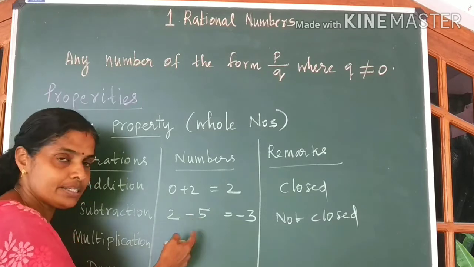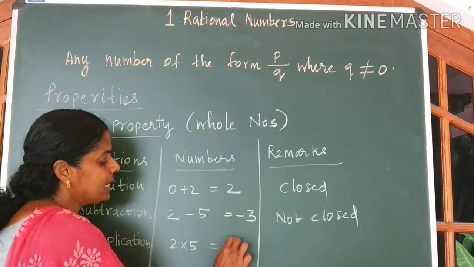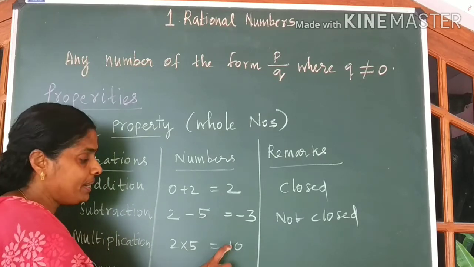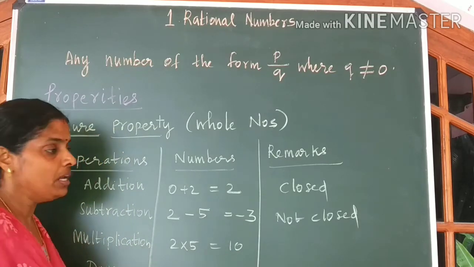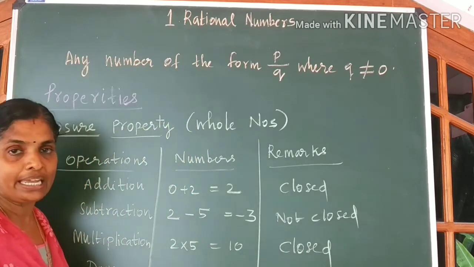Let us take that same two numbers 2 and 5. 2 into 5 gives you 10. 2 is a whole number, 5 is a whole number, 10 is also a whole number. So we can say they are closed under multiplication also.